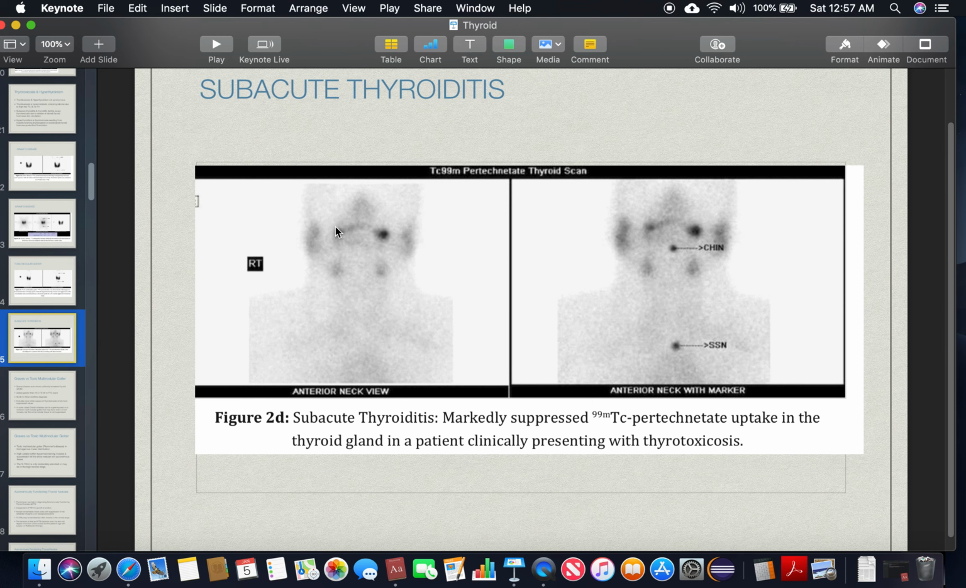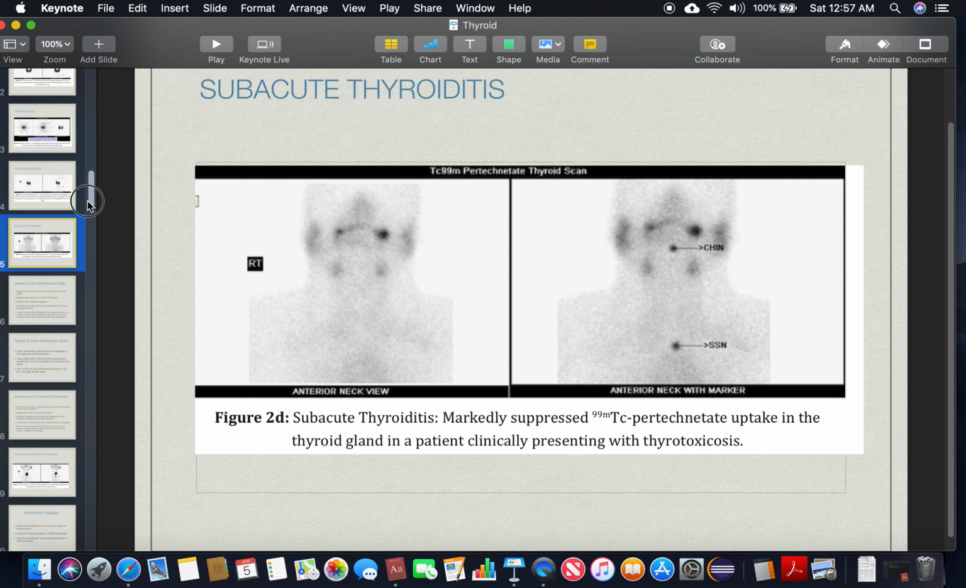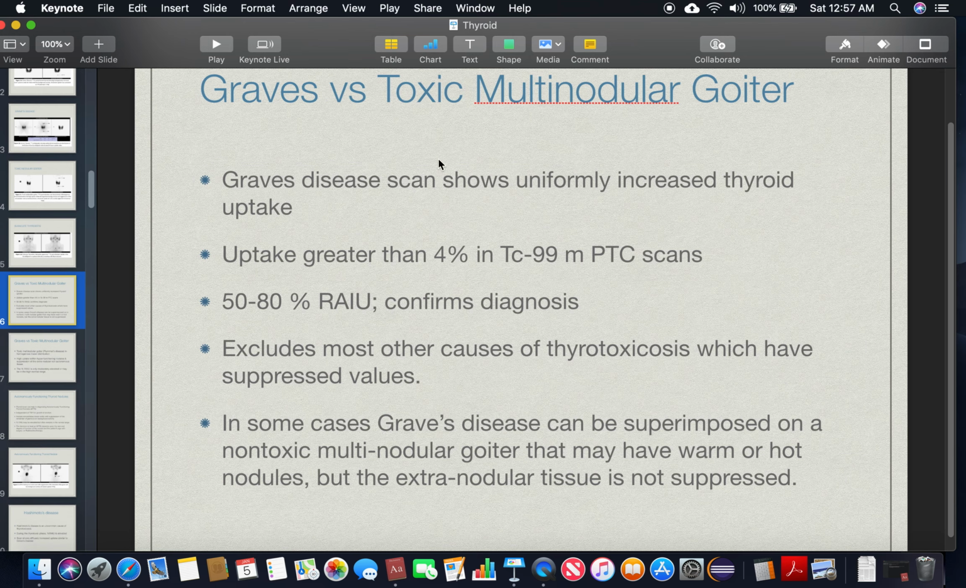Now here's an example of subacute thyroiditis, where you are seeing uptake in the salivary glands. These are the two markers for the chin and the suprasternal notch, and you are expecting uptake in the thyroid, and you see hardly any uptake. But this patient presents with thyrotoxicosis, so obviously a low uptake or no uptake in the gland, along with symptoms of thyrotoxicosis, would suggest subacute thyroiditis. Something to keep in mind.